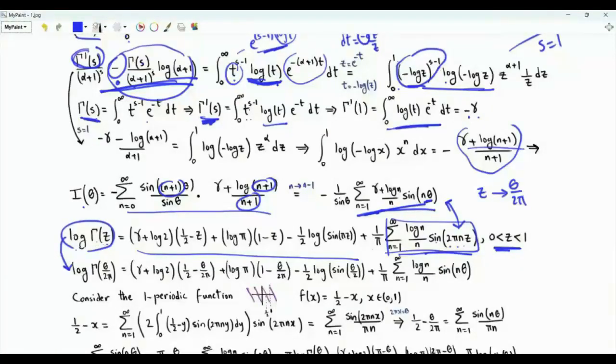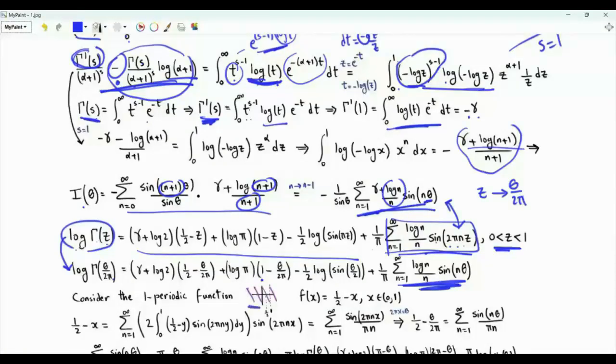To go from here to there, we just put z equal to theta over 2 pi on the left and right hand sides. We have now a summation that is like this sum if we take this part here, log n over n times the sine, here it is exactly. But we also have a summation of sine n theta over n without the log n. And this sum is also a Fourier series.